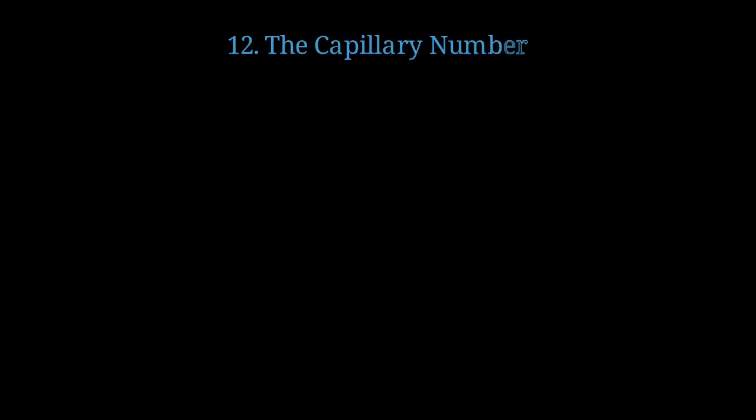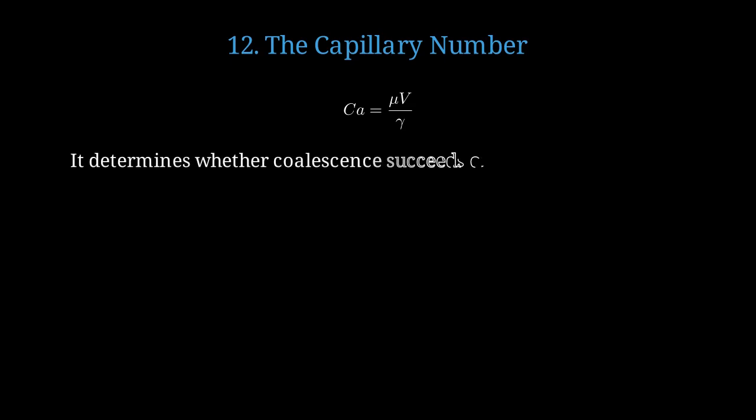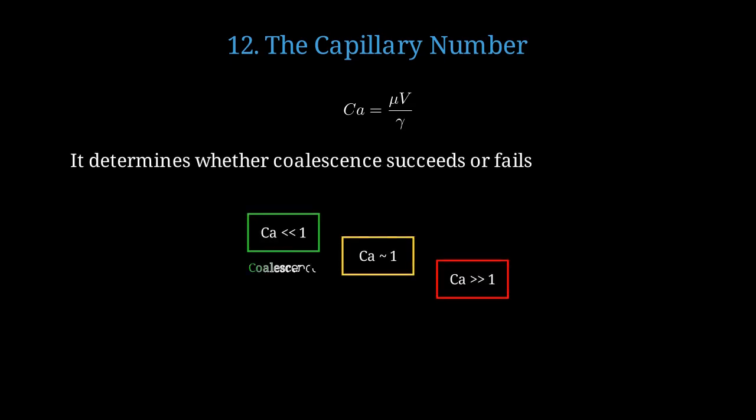Another dimensionless number governs coalescence, the capillary number. The capillary number equals mu v over gamma, comparing viscous stress to surface tension. This number determines whether droplets will actually coalesce or bounce apart. At low capillary numbers, droplets easily merge. At high values, viscous forces prevent coalescence, and droplets bounce apart.